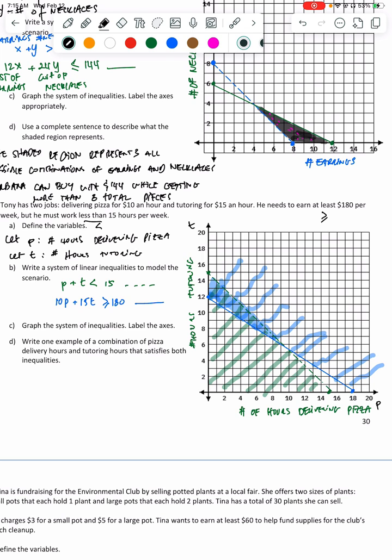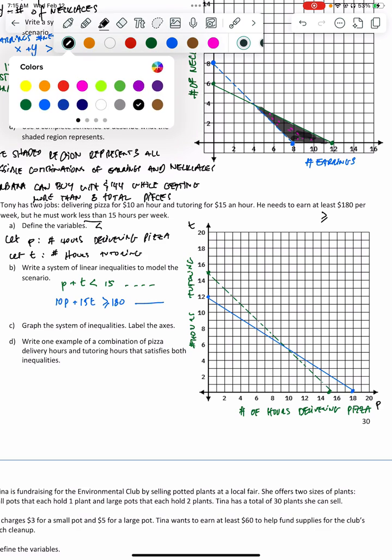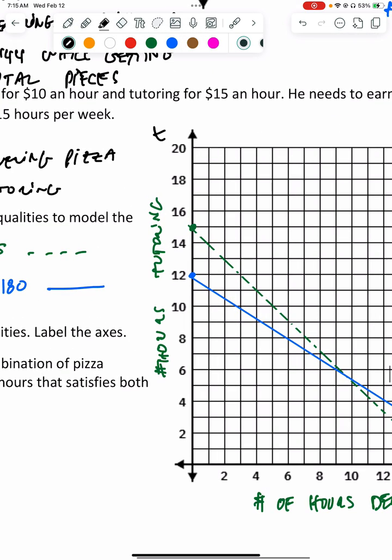So I'm going to erase the other pieces here, and this here. I know it's going to be this area, so let me clean it up a little bit. So I'm going to use a darker color and I will shade this region.